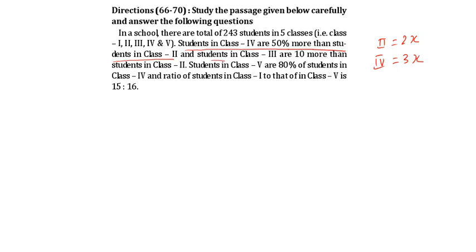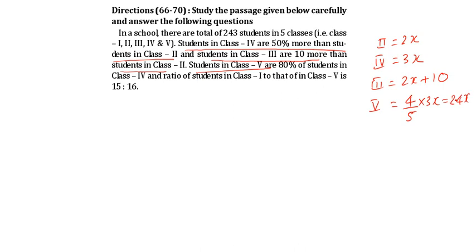Then students in class 3 are 10 more than class 2. So second class plus 10, that is 2x plus 10. Students in class 5 are 80% of class 4. So 80% means 4 by 5 of 3x. That is 12x by 5, that is 2.4x.